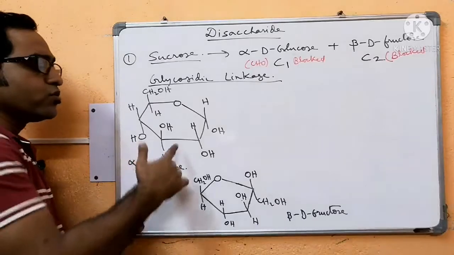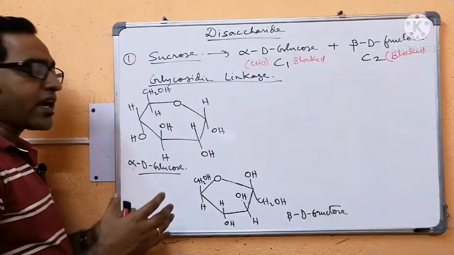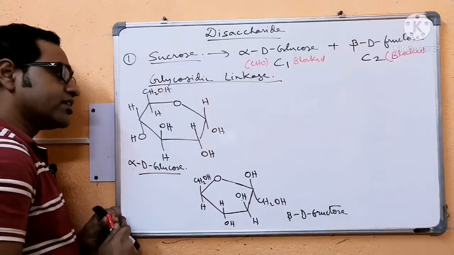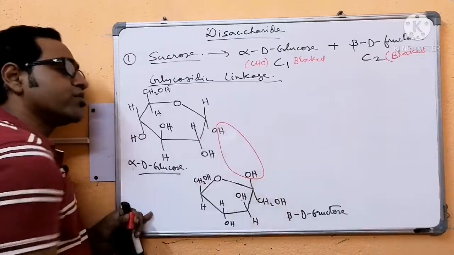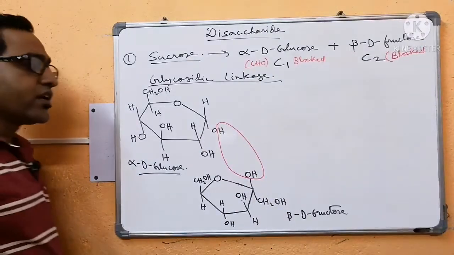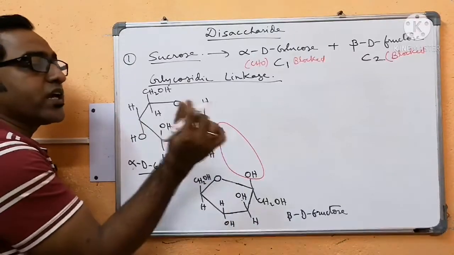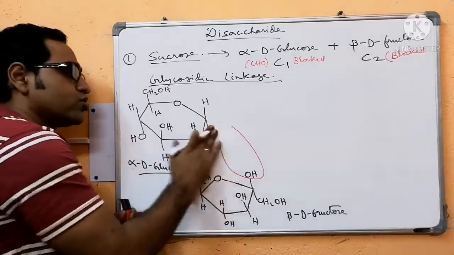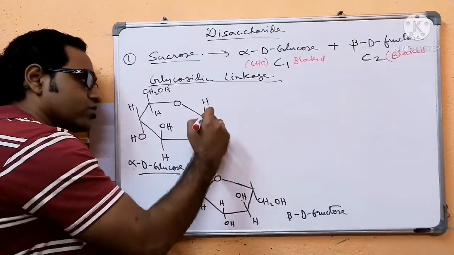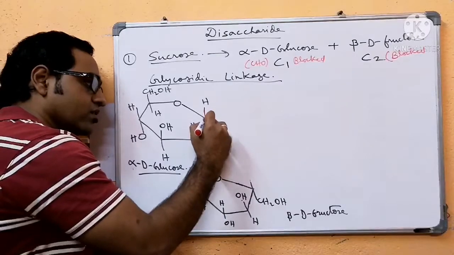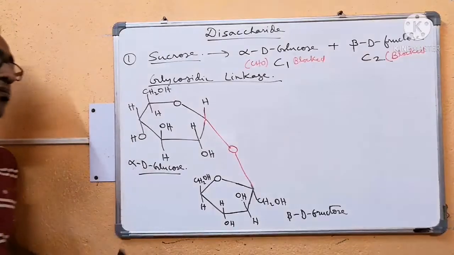Now this alpha D glucose and beta D fructose, they can combine together in a reaction called condensation. That means one water molecule will be removed. And there will be a linkage between this and this through an oxygen. So this oxygen will connect these two.